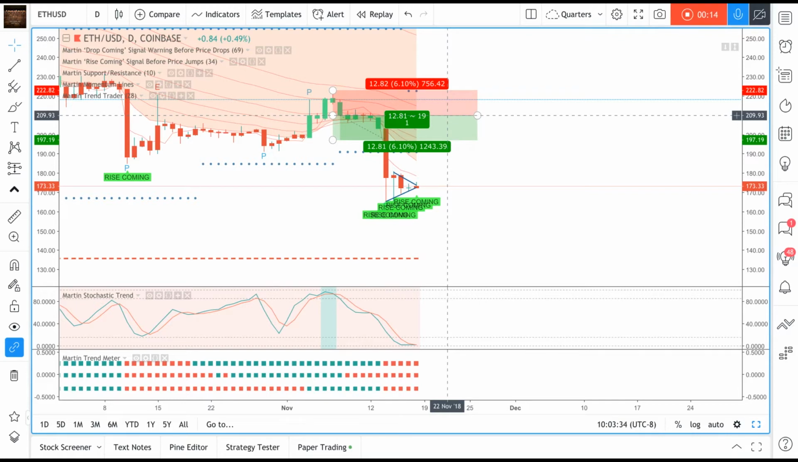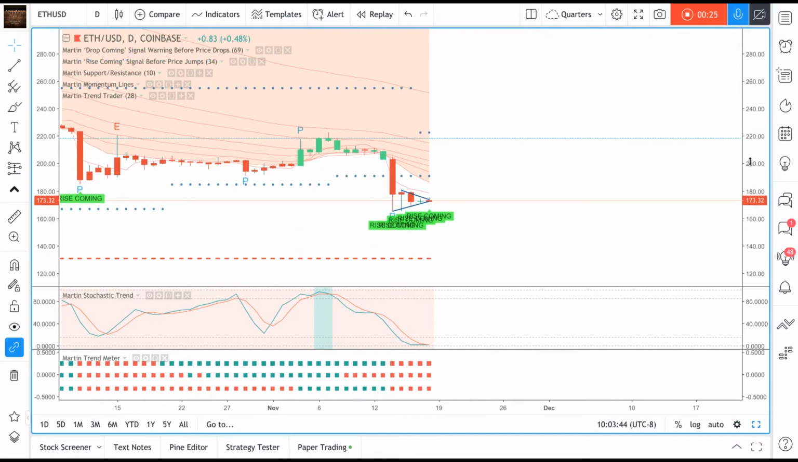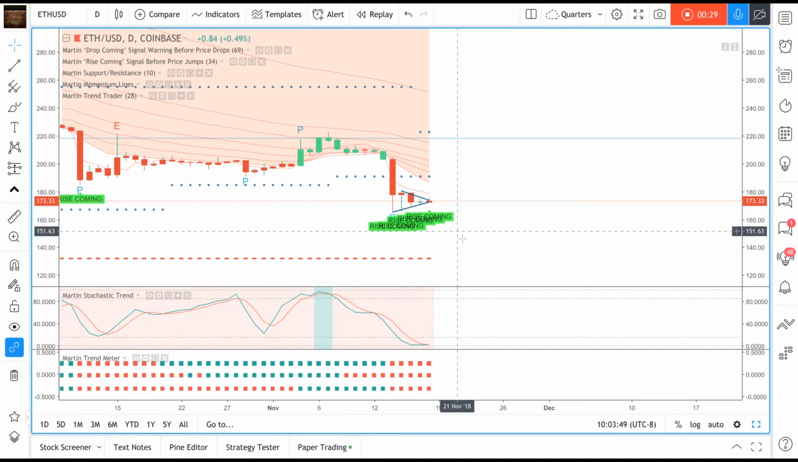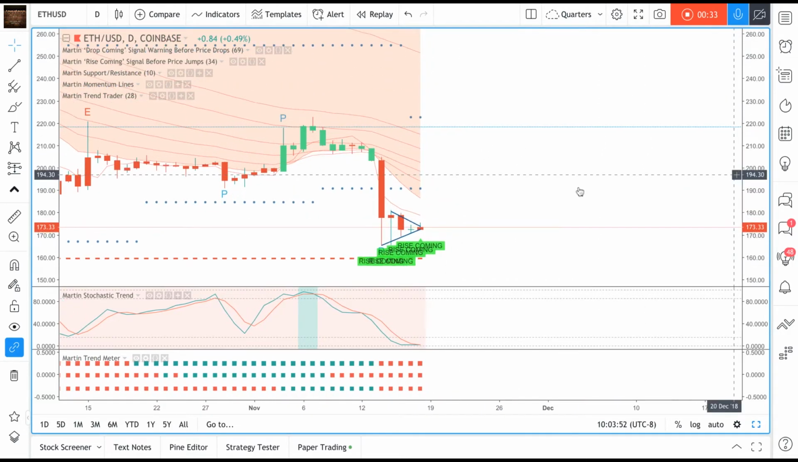Okay, so let's go over some trade setups that I'm looking at for the chart for the 4-hour setting. So we'll take this off. That was the 13th for 14th winning trade for cryptocurrency. We've called with the indicators, specifically the momentum lines, the stochastic trend, the trend meter, the support resistance, the rise coming and drop coming indicators. Those are the main indicators that we're using to make these calls.